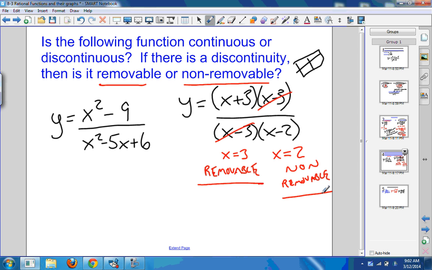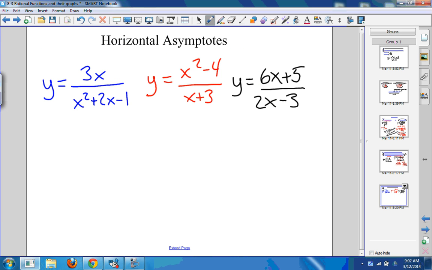All right, one last thing for this lesson. This is the easiest part. We're going to take a look real quick at horizontal asymptotes. A couple little laws with horizontal asymptotes. You guys should know by now that a horizontal asymptote is a line that our function is never going to cross. It's going to go horizontally. So what we're looking at is the degrees of our variables. So this is a degree of 1. This is a degree of 2.